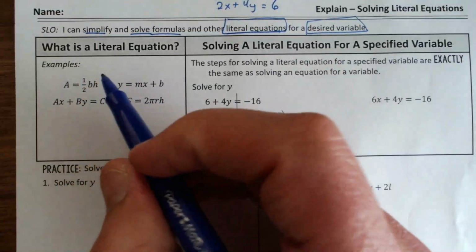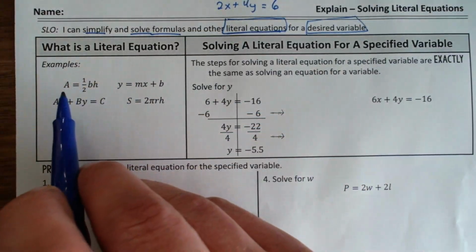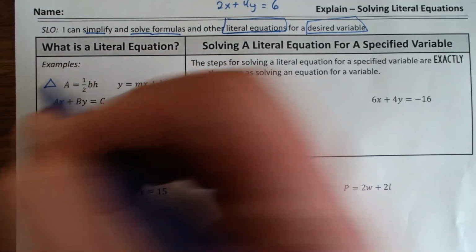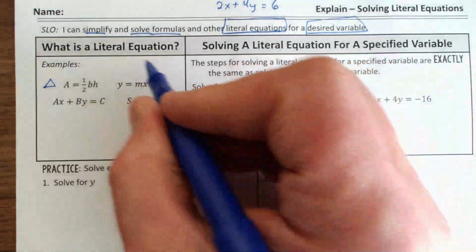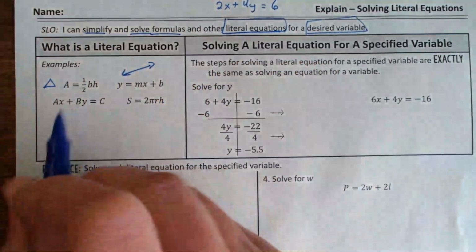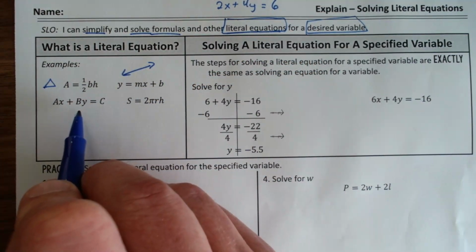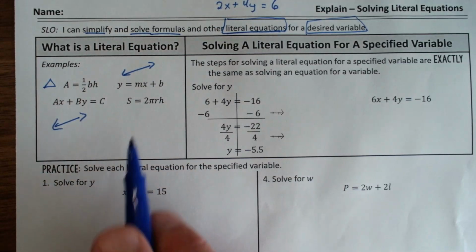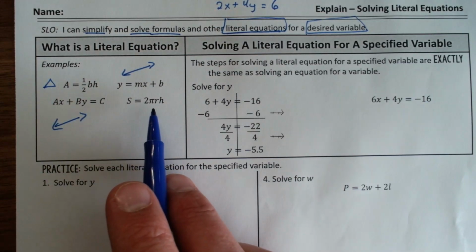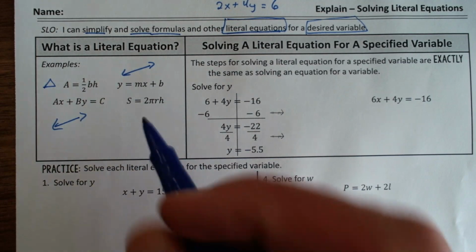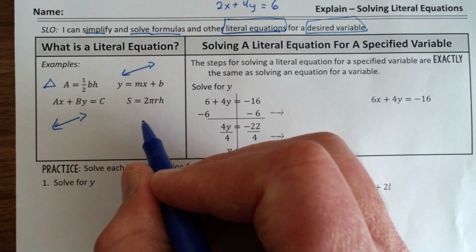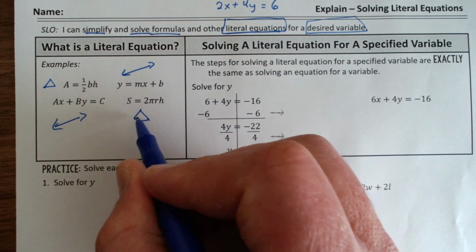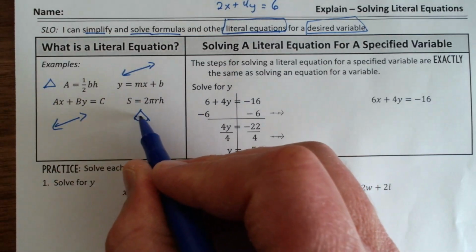So literal equations, examples: area equals 1/2 base times height. So that's the area of a triangle. Y equals mx plus b. This is the slope-intercept form of a line. Ax plus by equals c. This is standard form for graphing a line. S equals 2 pi r h. I believe that's the surface area of a cone, my guess. I don't know.